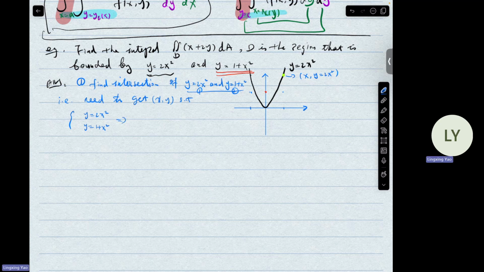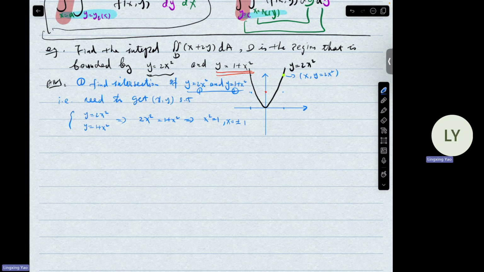So the left-hand sides of the two equations are exactly the same. So that means 2x squared equals what? 2x squared equals 1 plus x squared. So this means x squared equals 1. So x equals plus or minus 1.